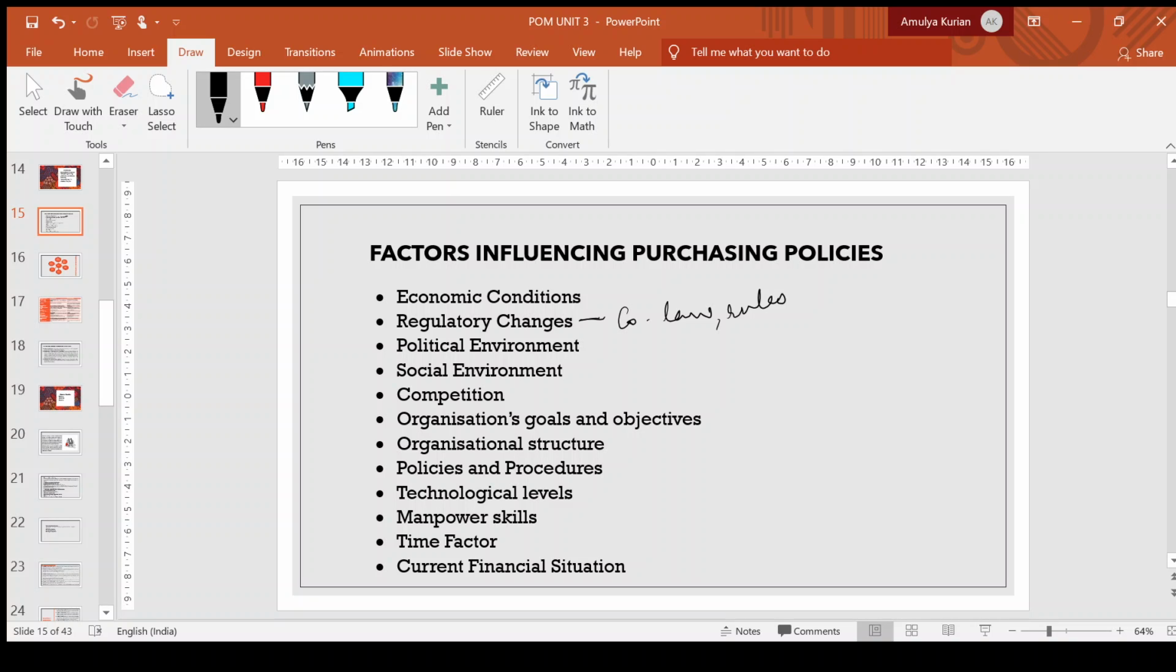The last one is current financial situation. Based on the credit facility and other cheaper versions which are available, your purchase policy will have an impact. Okay, so these are the factors which influence a purchasing policy. So I hope you understood this. These are very important as your examinations are concerned.